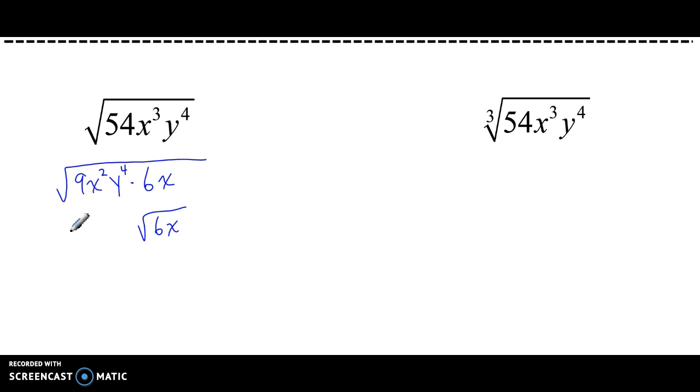But square root of 9, that has a nice root. That's 3. Square root of x squared, watch out, we just talked about this in the previous problem. The square root of x squared is the absolute value of x. And then the square root of y to the fourth is kind of an interesting case. I don't need to put absolute values on there.